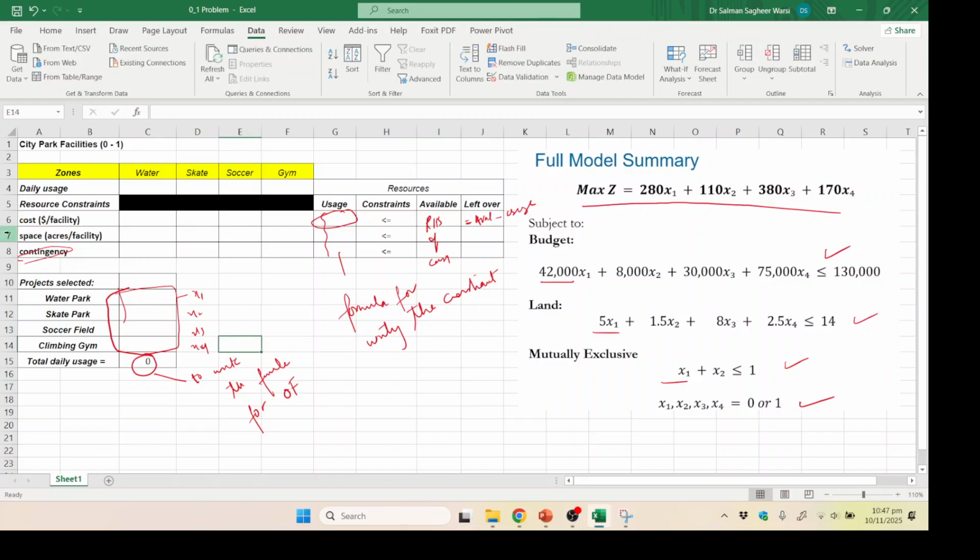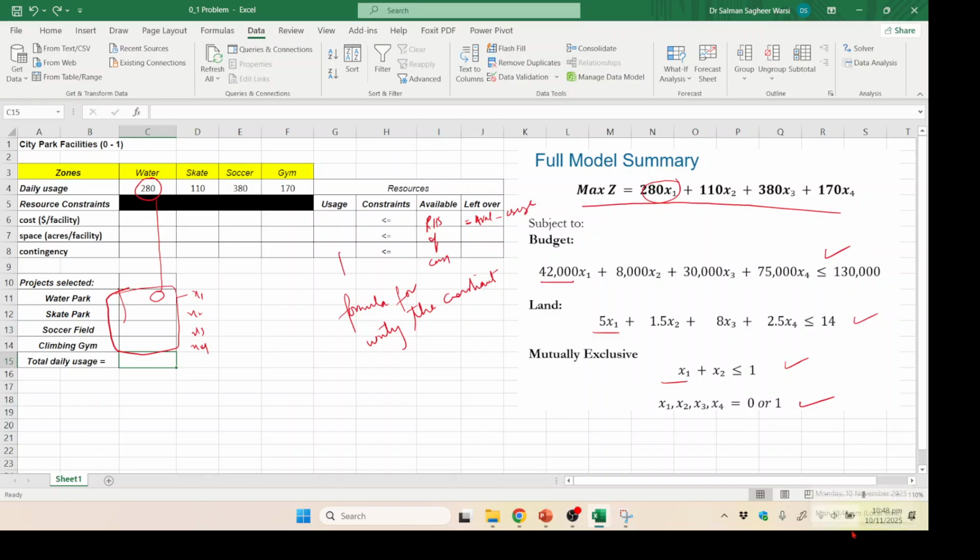Okay, so let's first remove these things, just to make the space clear. Let's start with the coefficients. This daily usage, these are the coefficients, and this coefficient is 280 for x1, and then 110 for x2, then 380 for x3, and 170 for x4. Now these four cells represent x1, x2, x3, and x4. So I'll just delete the formula here. And so the objective function, what is the objective function? This says 280x1. So 280x1 means 280 multiplied by this cell, plus 110 multiplied by this cell, plus 380 multiplied by this, and 170, and so on and so forth.